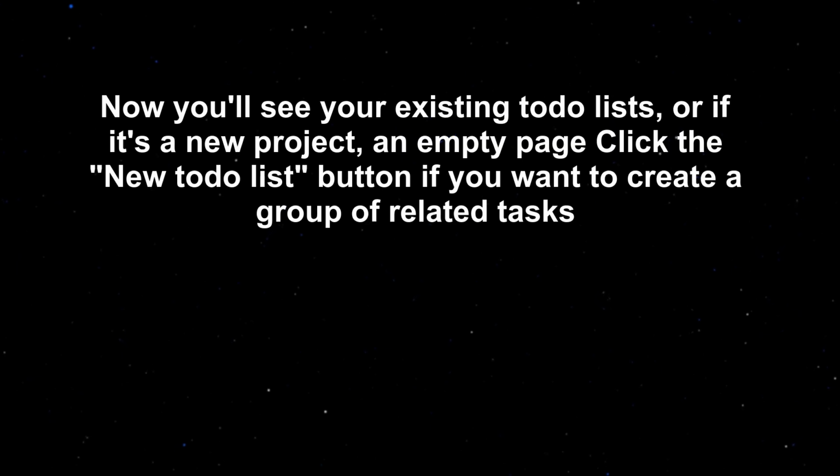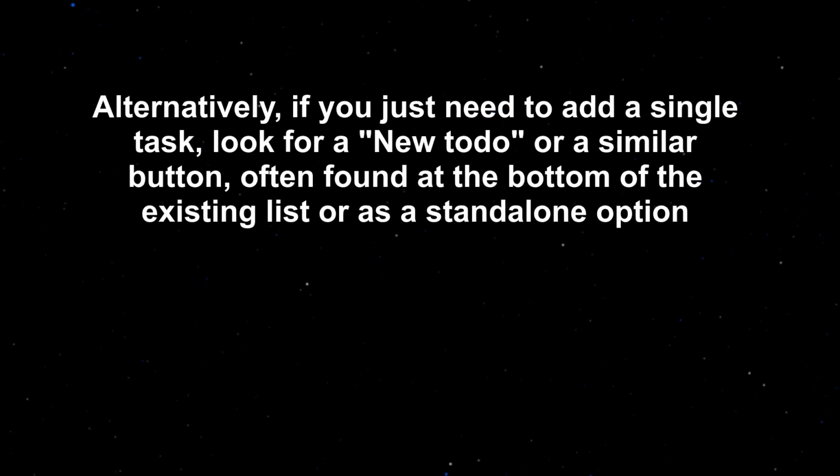Click the New To-Do List button if you want to create a group of related tasks. Alternatively, if you just need to add a single task, look for a New To-Do or a similar button, often found at the bottom of the existing list or as a standalone option.